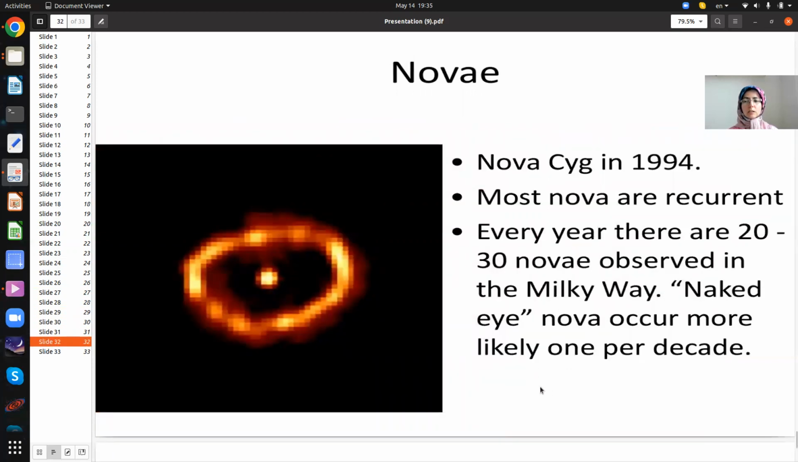Nova Cygni in 1994. Most novae are recurrent. Every year there are 20 to 30 novae observed in the Milky Way. Naked eye novae occur more likely one per decade.